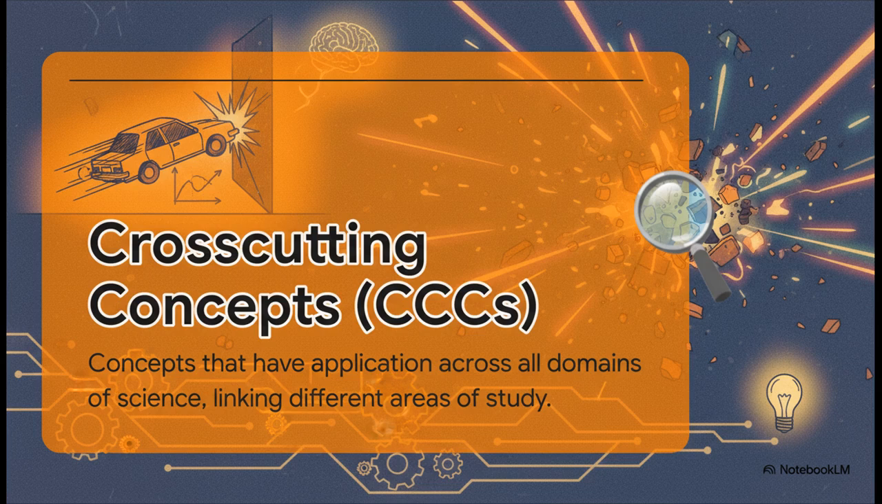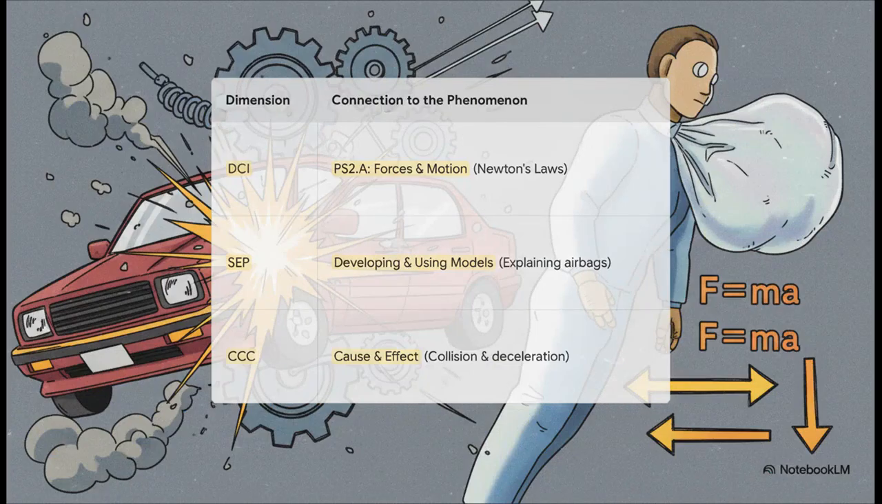Systems and system models is another great one, as we get them thinking about the car and the passenger as an interconnected system. And here on this slide, you can see how it all comes together. This is our blueprint. We've got our one single phenomenon, the vehicle collision, and it lets us weave in all three dimensions perfectly. The DCI, Newton's laws, explains the forces. The SEP has students actively modeling how safety features work, and the CCC has them using cause and effect to structure their entire explanation. See? It's a completely cohesive plan.